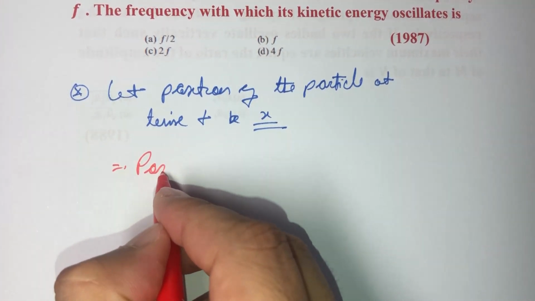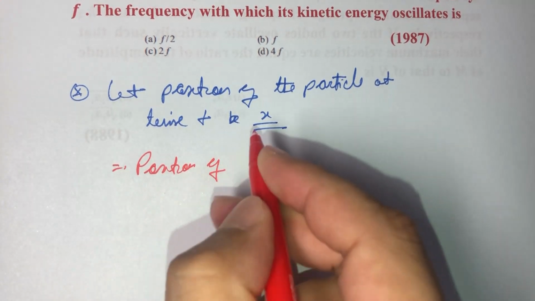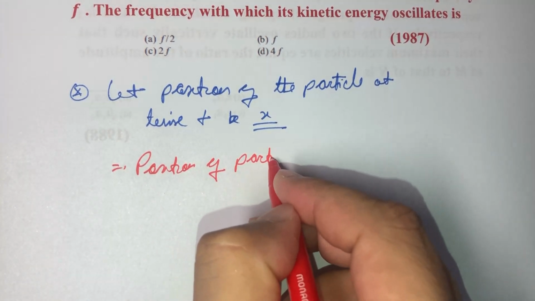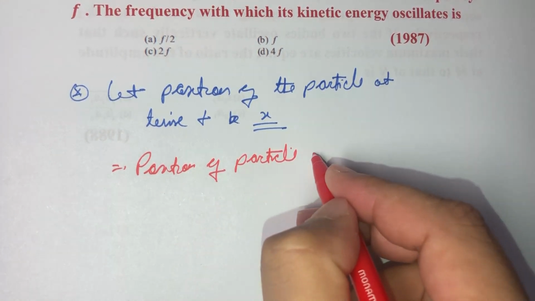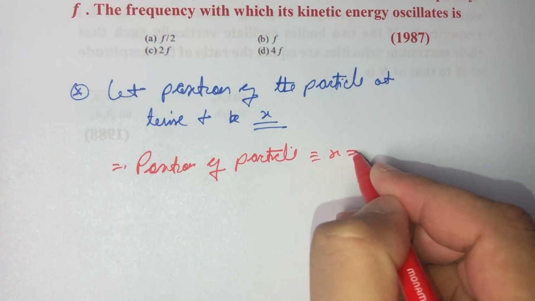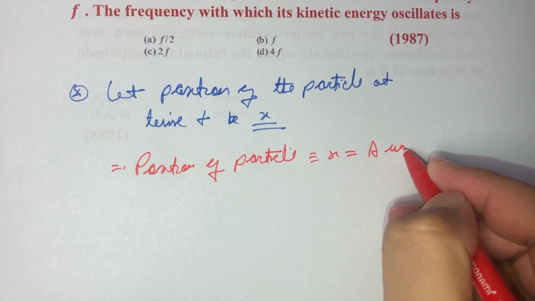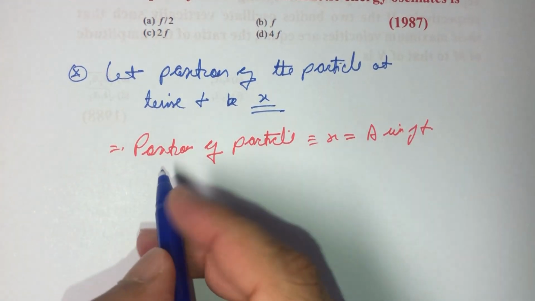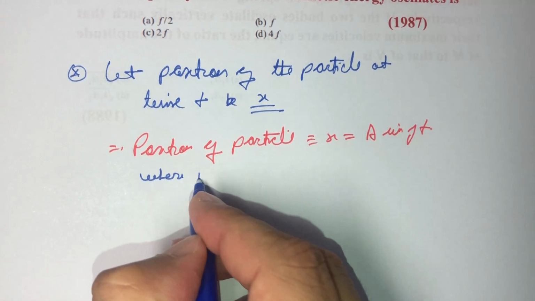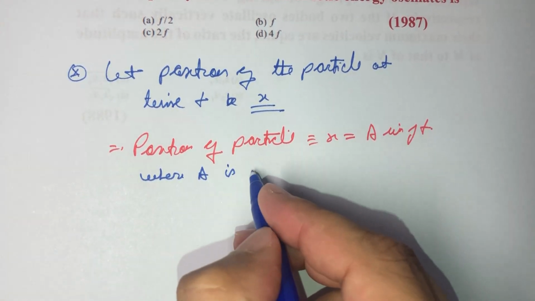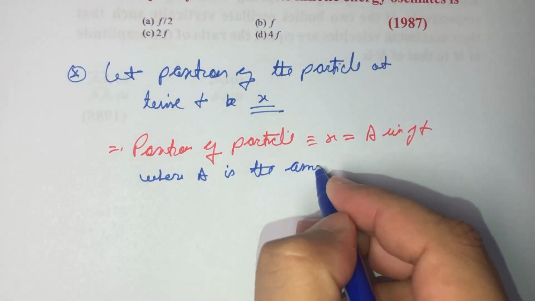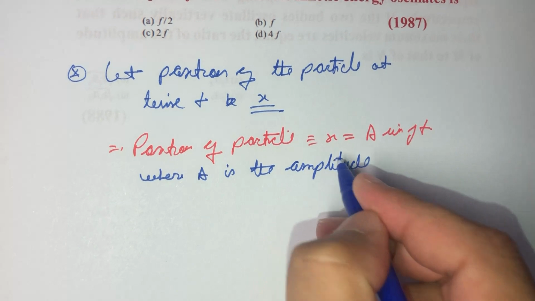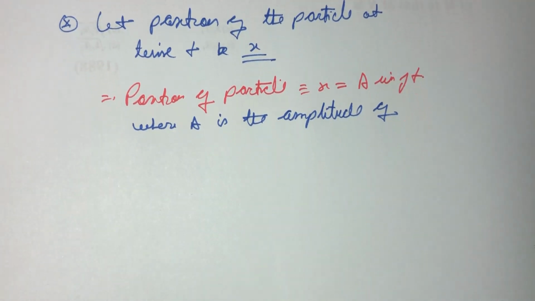Say position of particle, which is x, will be equal to a sine of ft, where f is the frequency of SHM and a is the amplitude of oscillations.